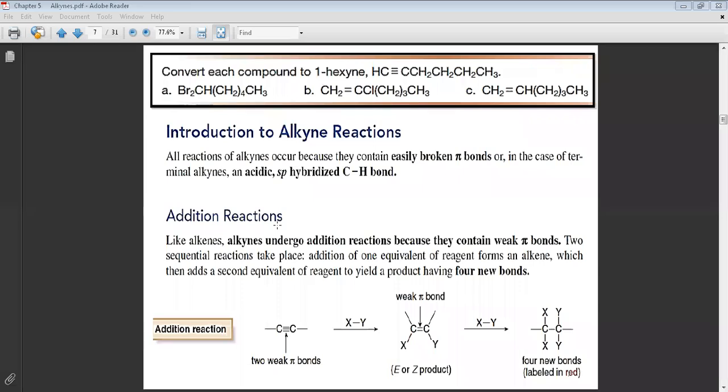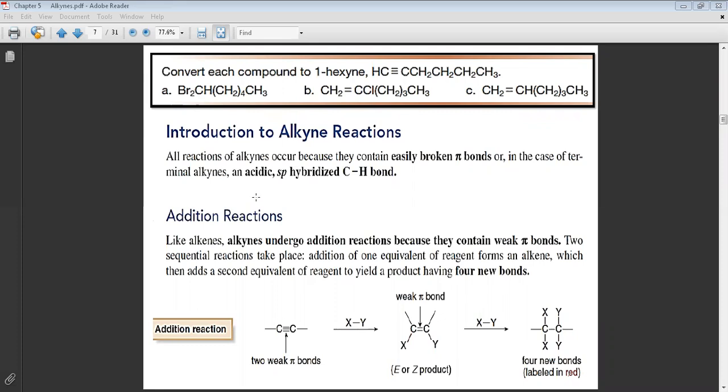Okay, today is an introduction to alkyne reactions. If you have an alkyne compound, it will be useful for many types of reactions. The first one, as we agreed before, if you have any question, please ask me. I will explain slide by slide.